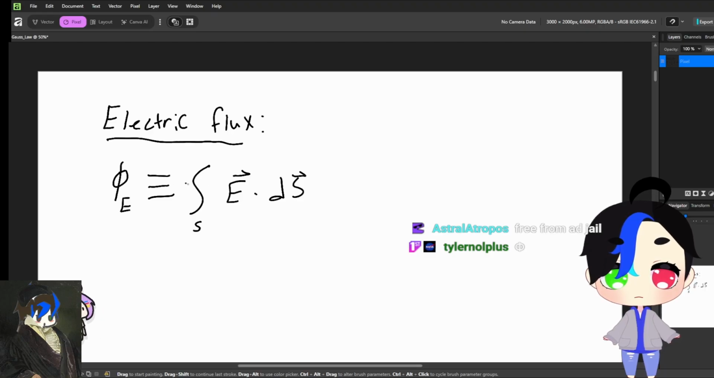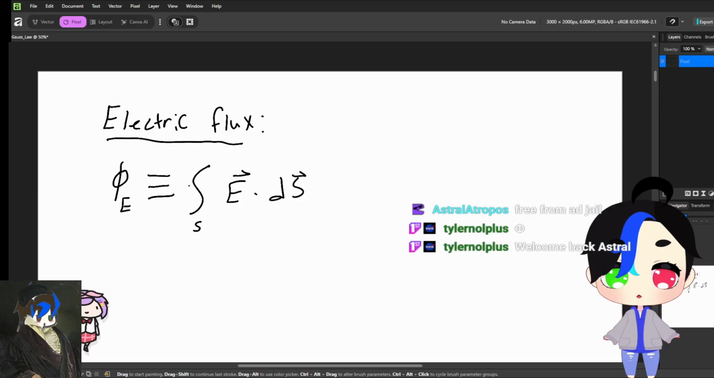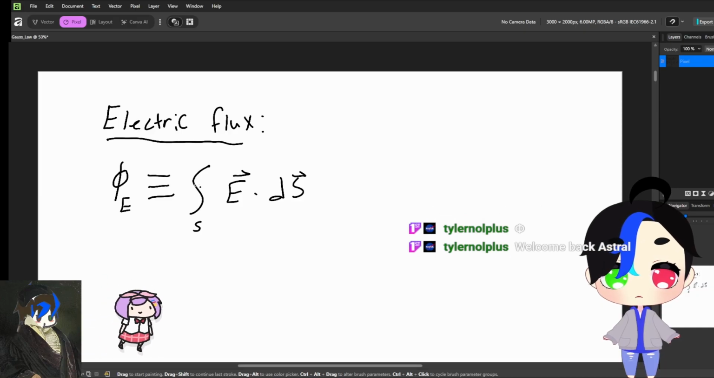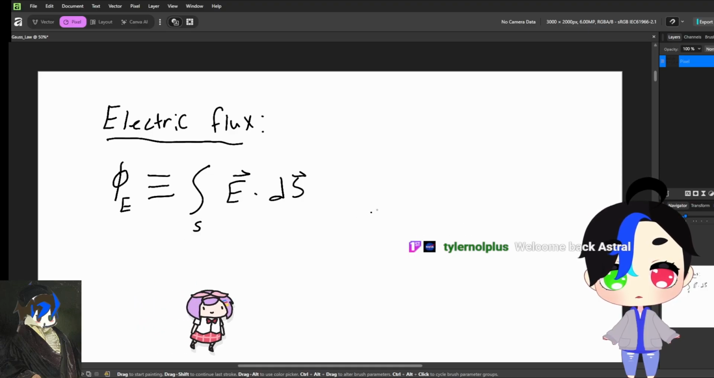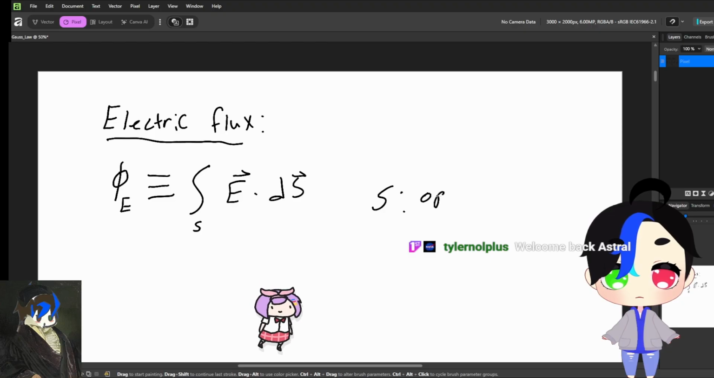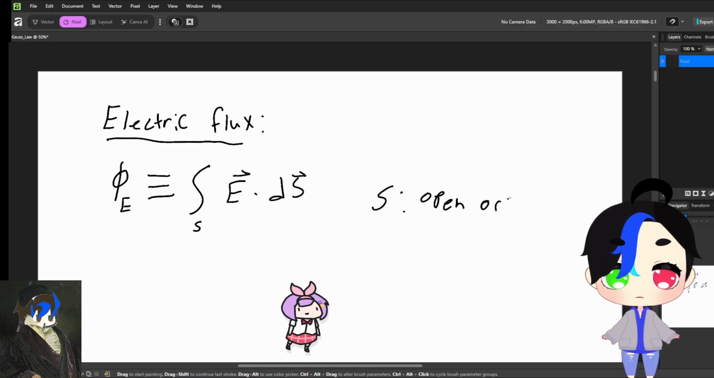But yeah, phi. There's no circle on this integral, which means that this is not a closed surface integral. So S can be either an open or a closed surface.